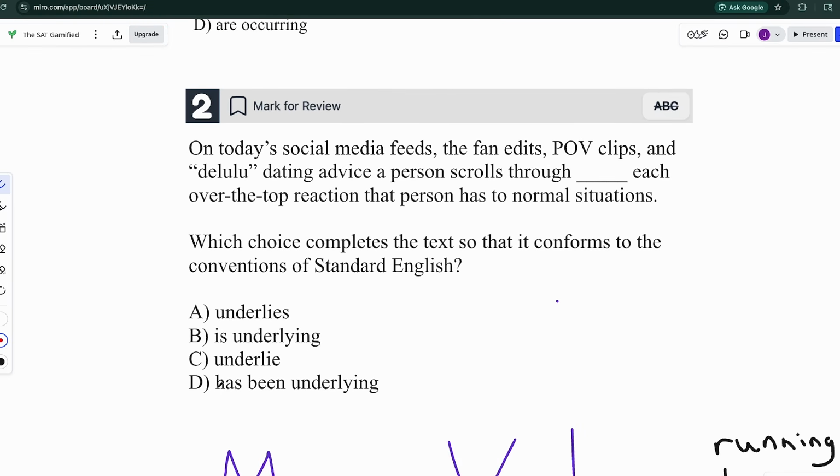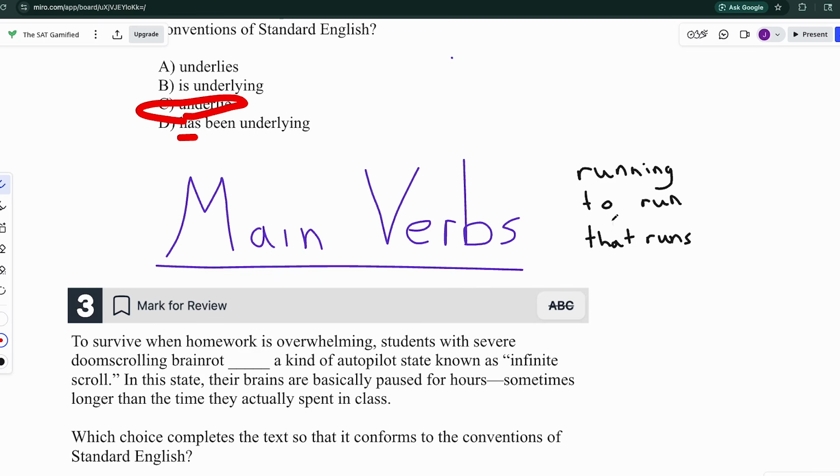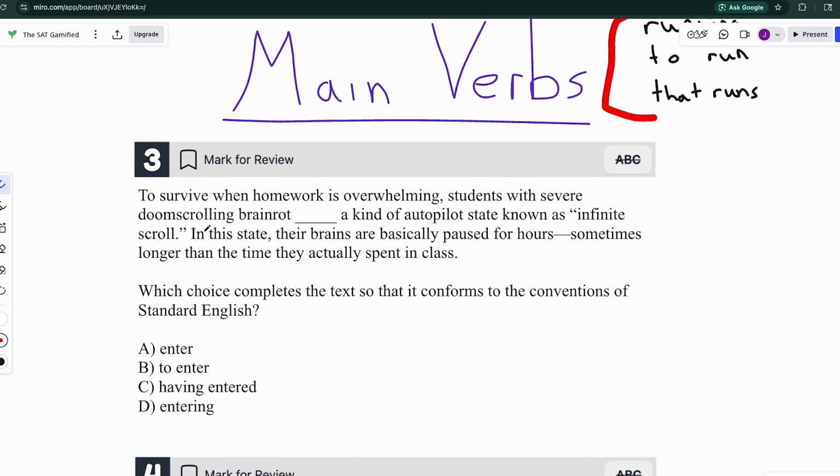The only one that doesn't end in S, because you just look at the first word, is underlie. You can also find situations with main verbs though. Basically, every sentence must have one main verb, and then other verbs can be non-main verbs, like the ones listed here. To survive when homework is overwhelming, students with severe doom-scrolling brain rot blank a kind of autopilot state known as infinite scroll. So if we look at here, there's no other main verb I can see listed at the start of the sentence, so we have to find a main verb as the answer.